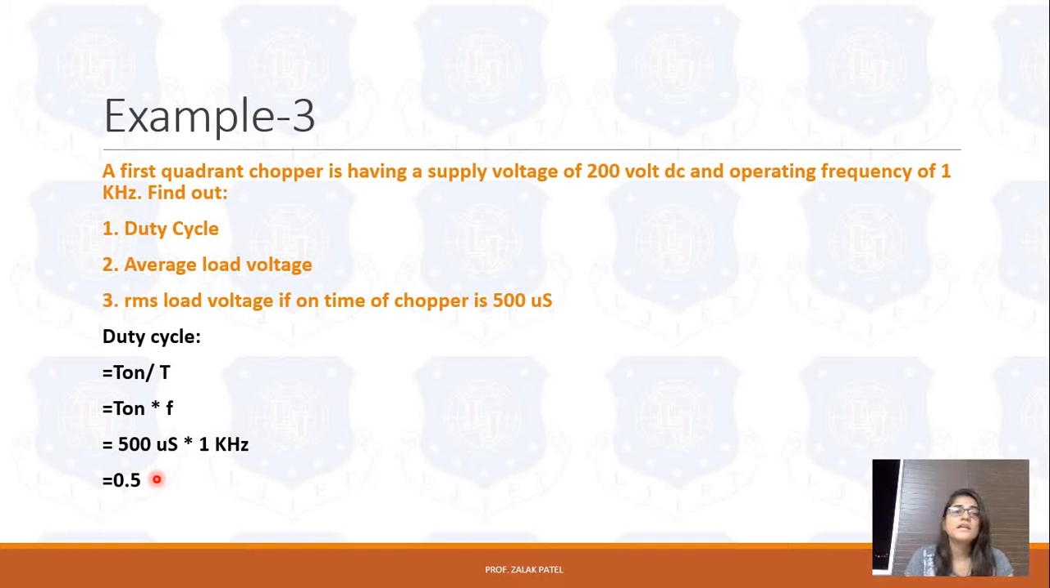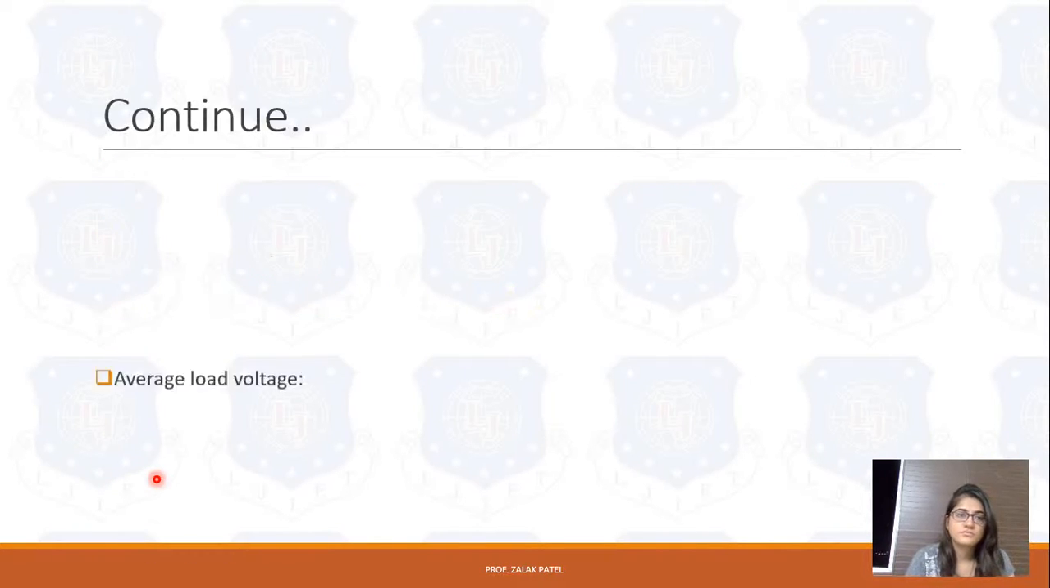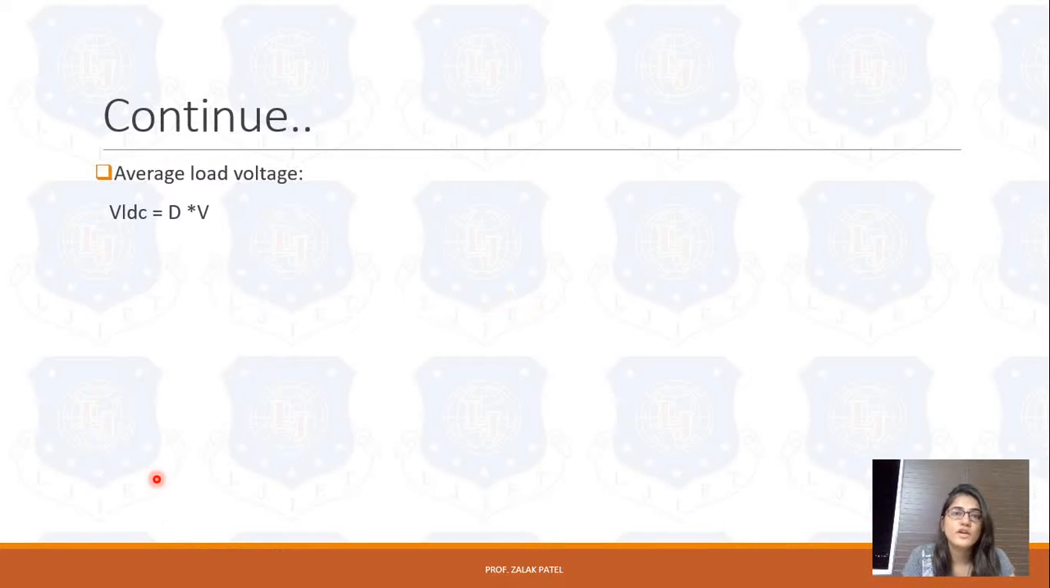Now let's calculate the average load voltage. Average load voltage means duty cycle into voltage. You can also calculate this using the integration equation, but it is actually the total voltage V, so we can write D into V. The duty cycle D is given as 0.5 and the voltage is 200 volt. So this gives us the load voltage, that is 100 volt. So this is the second answer.